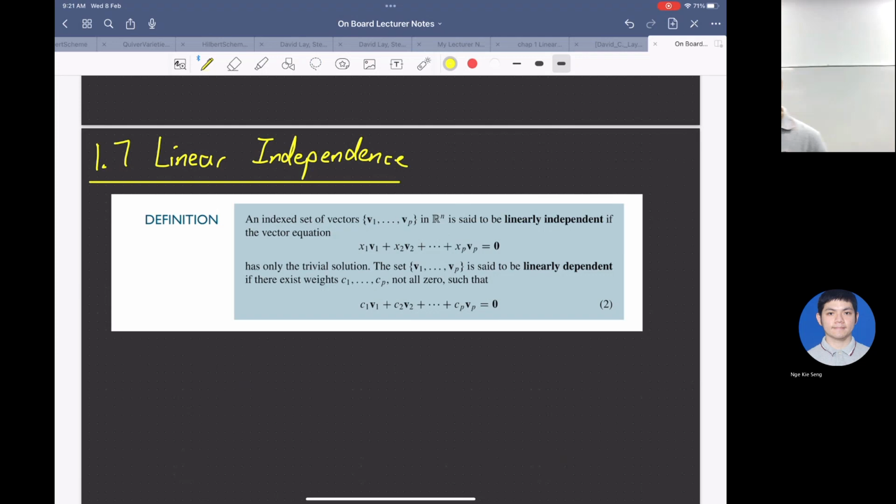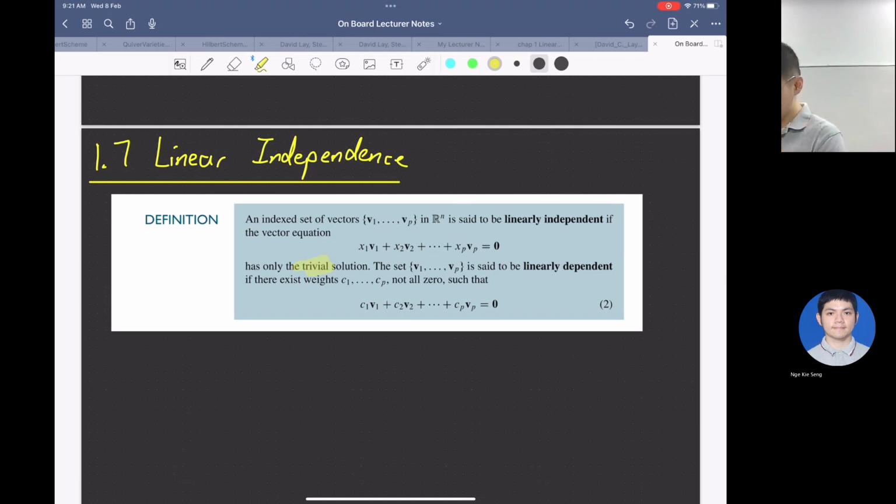They are called linearly independent if you consider the linear combination of the vectors equal to the zero vector and the only solution is the trivial solution. So I think the first time I saw this definition, I was also confused about what's going on.